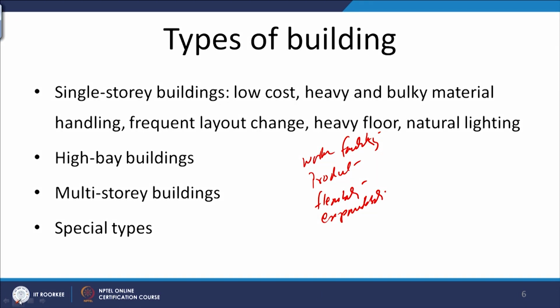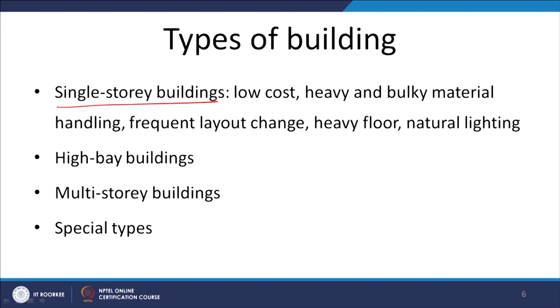There are 4 types of buildings, like the single story building. In case of the single story building, we require a very large area to satisfy the plant requirement. Since the area requirement is very high, it must accommodate all those facilities: material handling equipment, air conditioning, ventilation, material storage and the facilities for the workers.